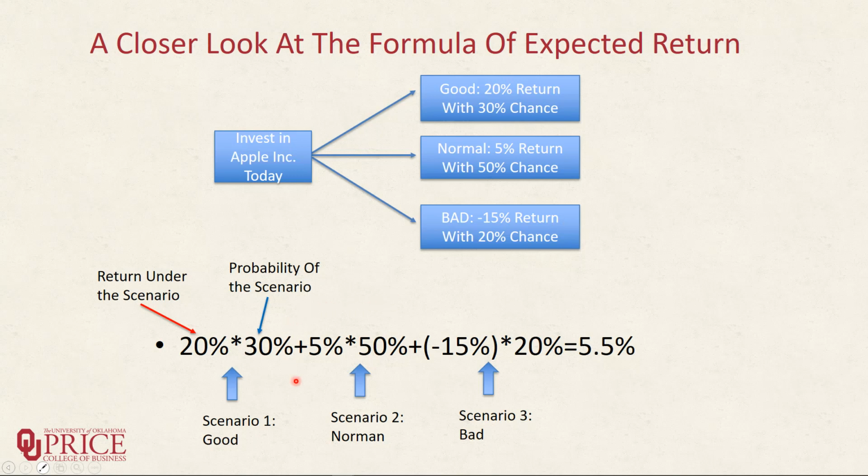If a scenario is very likely to occur, then that return plays a more important role in the expected return. So the expected return is going to be fairly close to those highly likely scenarios. If you carry out the calculation here, the expected return of Apple according to our forecast is going to be 5.5%.